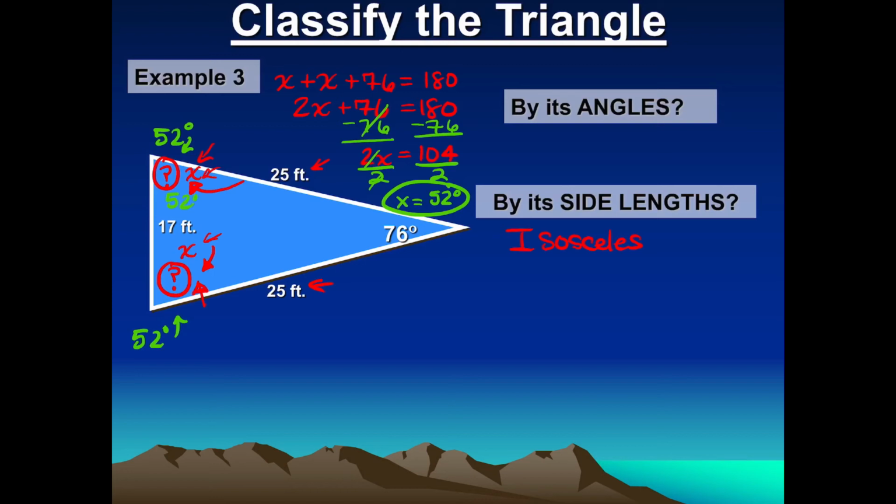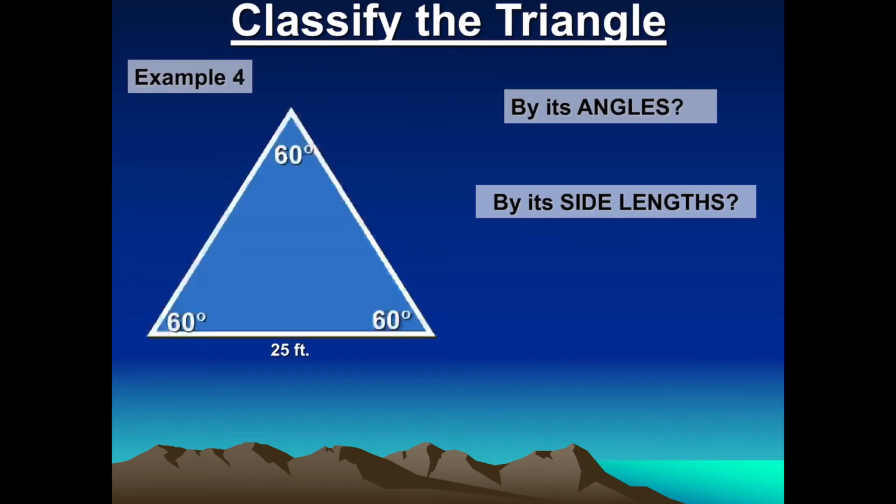Now, what is this triangle based on its angles? Well, let's look. We have an acute angle here, 52, those are both acute. 76 is also acute. I'll write it over here. And so that's definitely an acute triangle because every single angle is less than 90 degrees. Moving on to example 4.